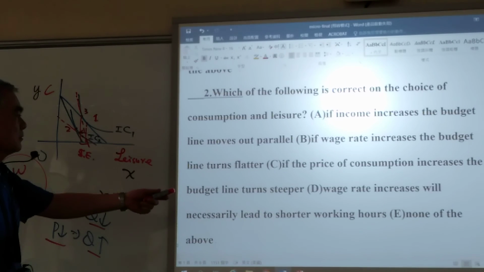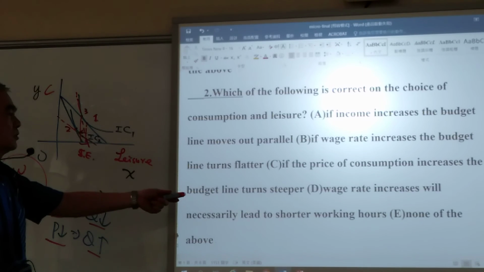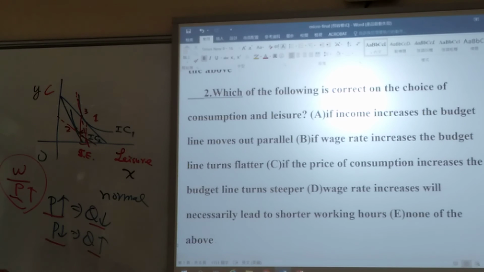And D says wage increases will necessarily lead to shorter working hours. And this is also about the substitution effect and the income effect.